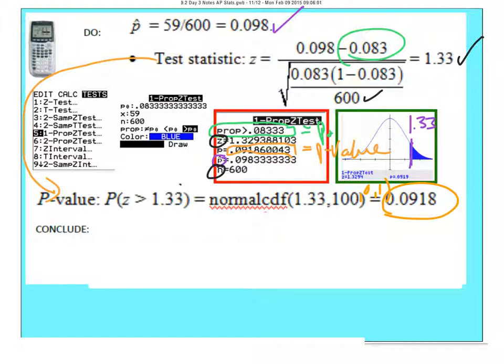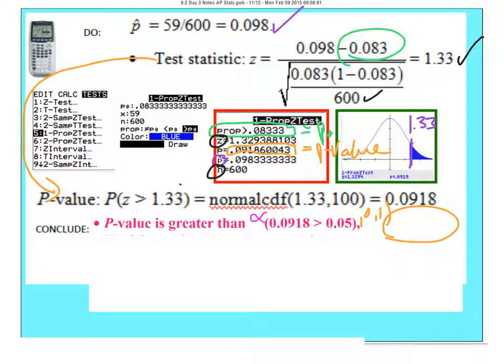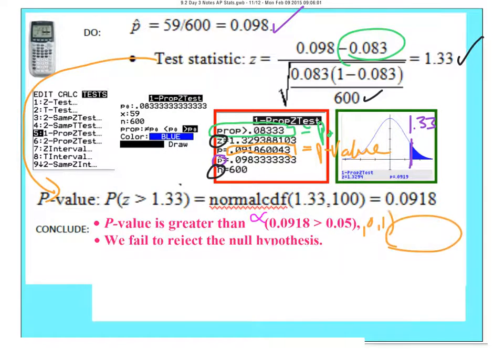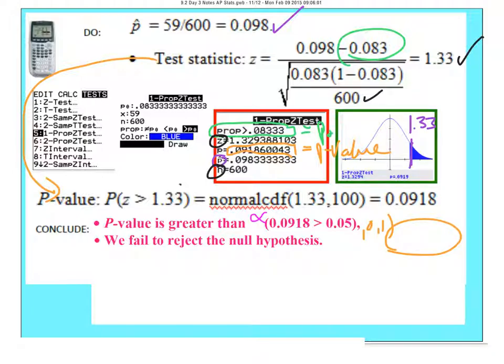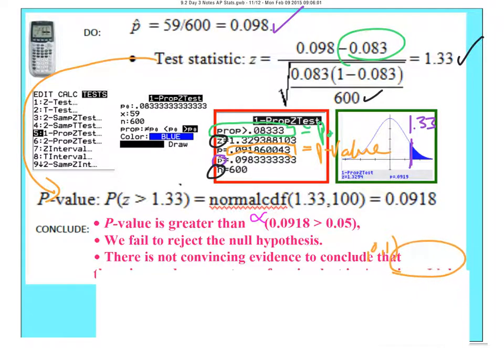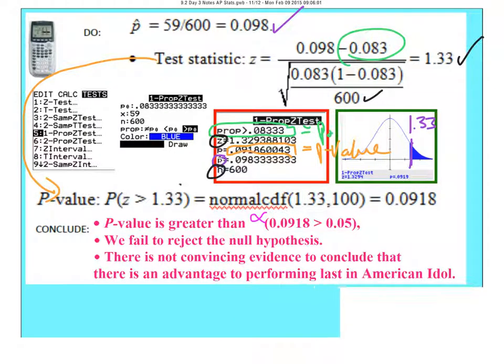So based on that, let's wrap it up with the conclusion. Remember, in hypothesis testing, you must state 3 things for your conclusion. First thing you must state, in this case, is that P is greater than alpha, so I need to actually show the calculation right here. Because P is greater than alpha, we fail to reject the null hypothesis. And then we make a conclusion. So there is not convincing evidence to conclude that there is an advantage to performing last on American Idol. And that's how you would do a one sample Z test for proportions from start to finish.